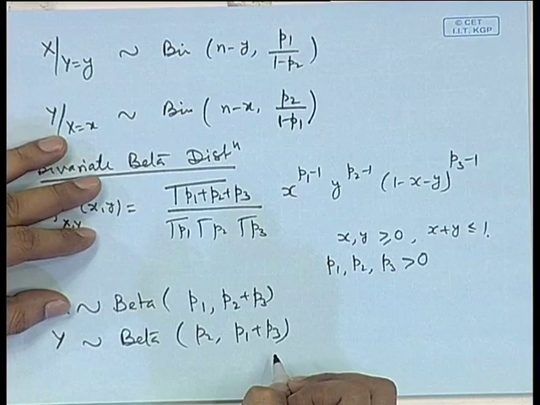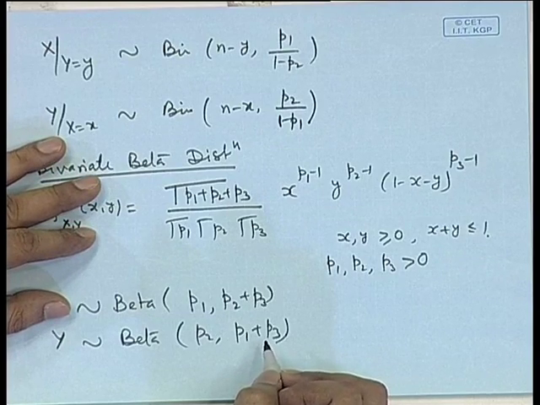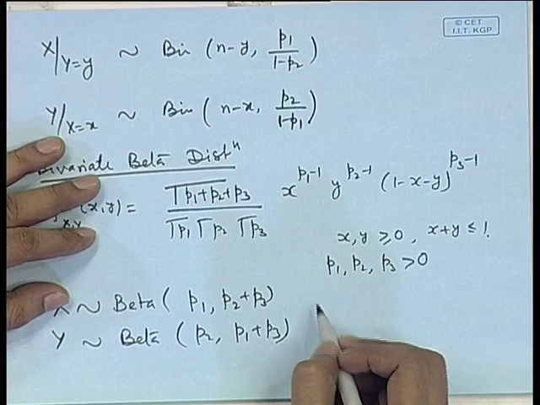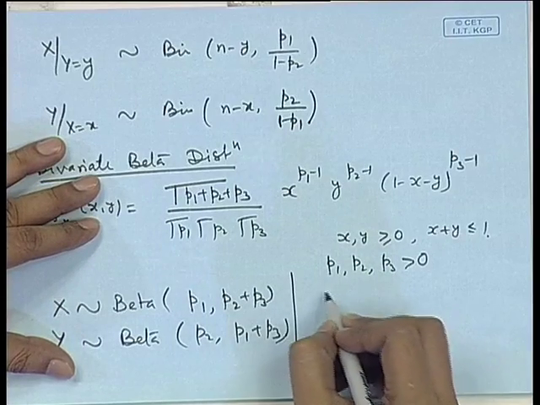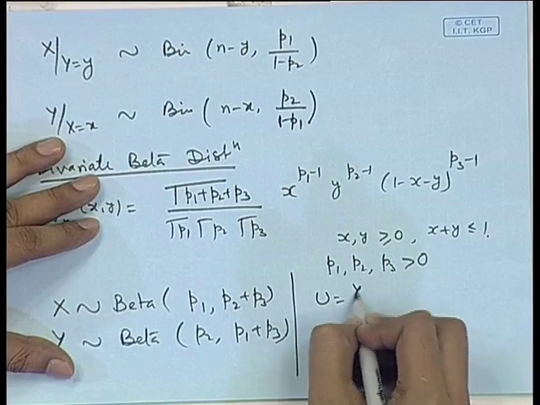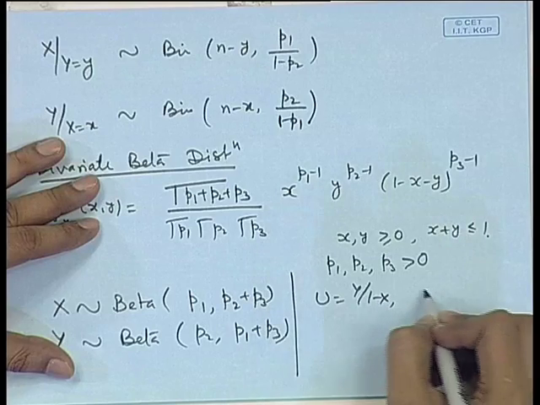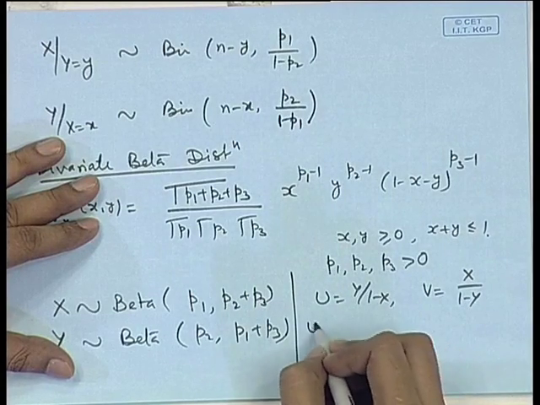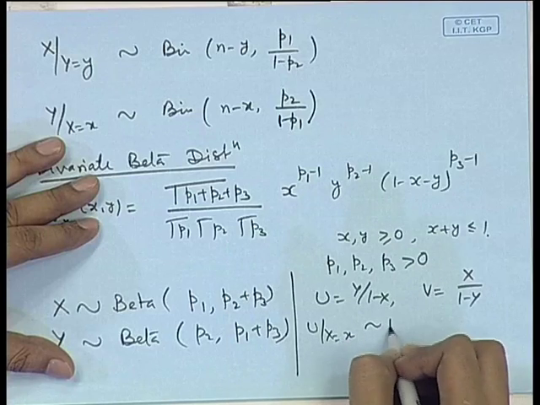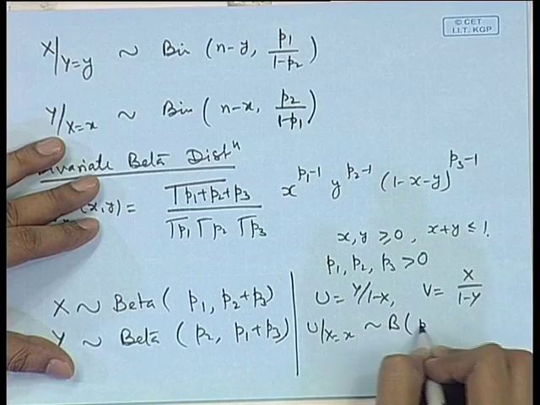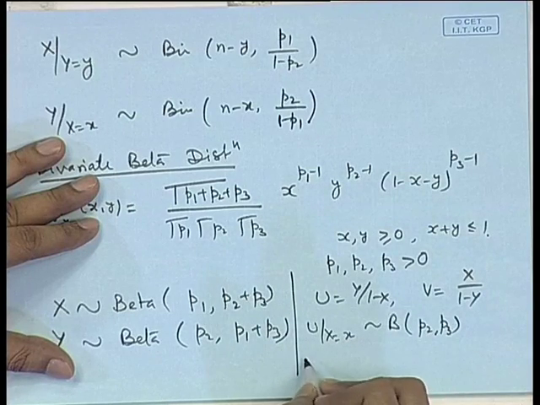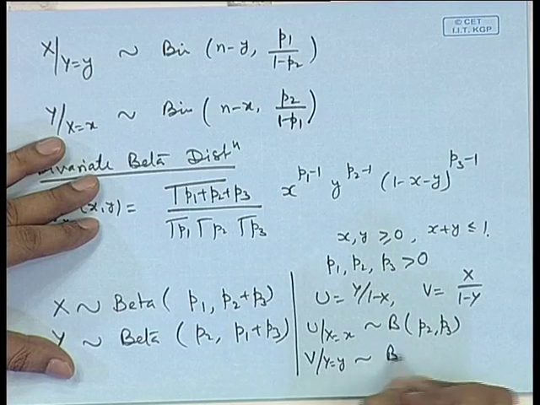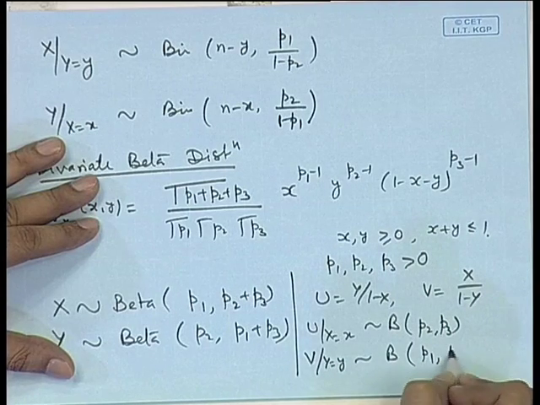The conditional distributions are also beta with a little scaling. For example, if I consider u equal to y divided by 1 minus x, or v equal to x divided by 1 minus y, then u given x follows a beta distribution with parameters p2, p3. And v given y follows a beta distribution with parameters p1 and p3.